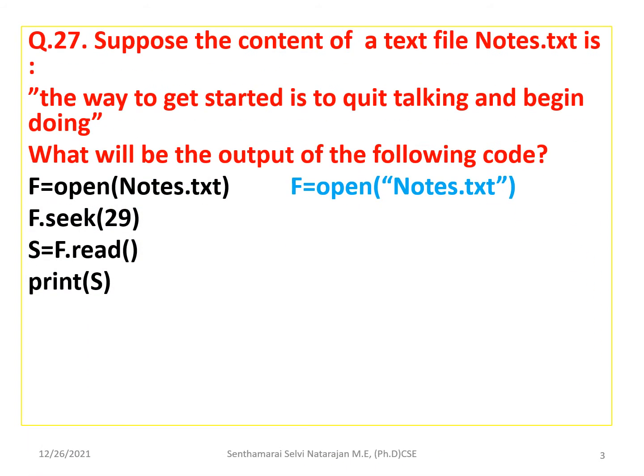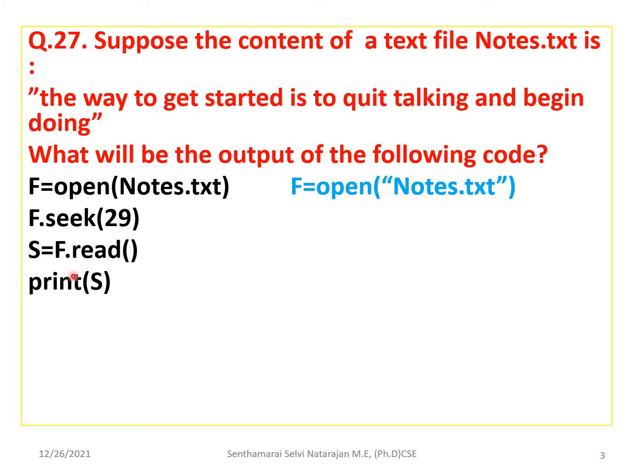27th question. Here they have given the content of a text file. The file is "The way to get started is to quit." It is given, and they have given the code. Here in this code they are asking for the output. You see here this is open and Notes.txt, which can be written within the quotes. So seek, already the tell and then the seek, which was discussed in section A. So seek is able to set the file pointer position at the specified point. So here it is at 29.